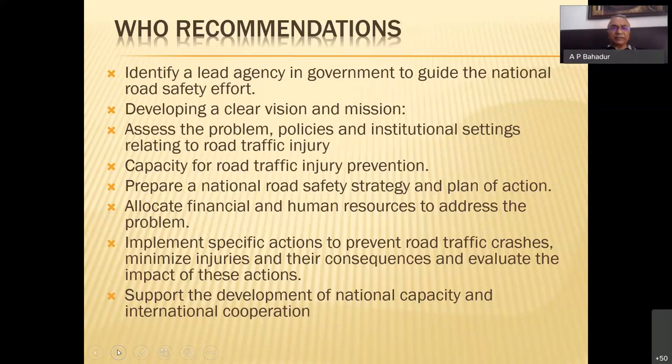Financial resources, yes, there are to some extent, but human resources are still quite in shortage, whether in government road authorities, consultants, or contractors. Implement specific actions to prevent road traffic crashes. Support development of national capacity and international cooperation.